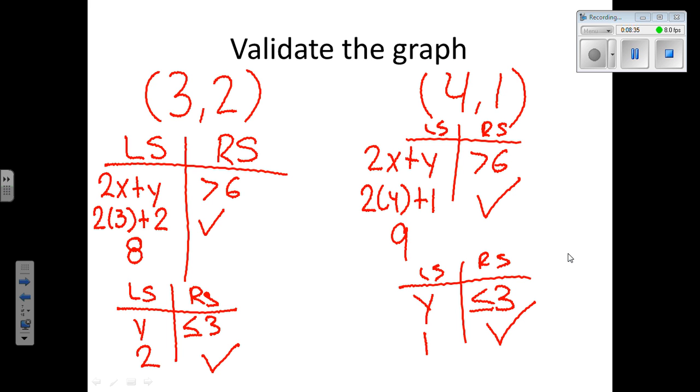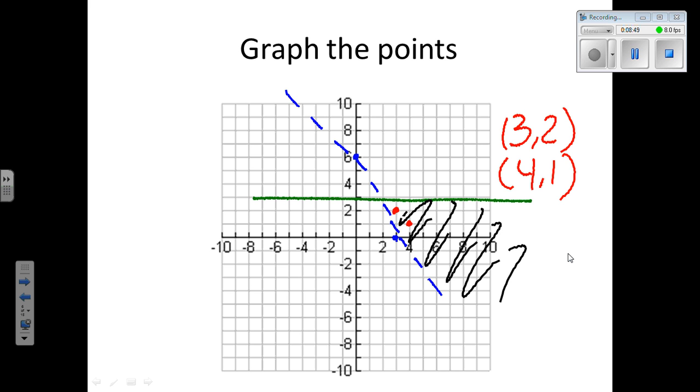So we checked it by setting up t-charts for left side and right side and finding points that correspond in our shaded area. So now, am I going to have where my two lines intersect an open dot or a closed dot? I am going to have an open dot because it is a solid line and a dashed line that intersect.